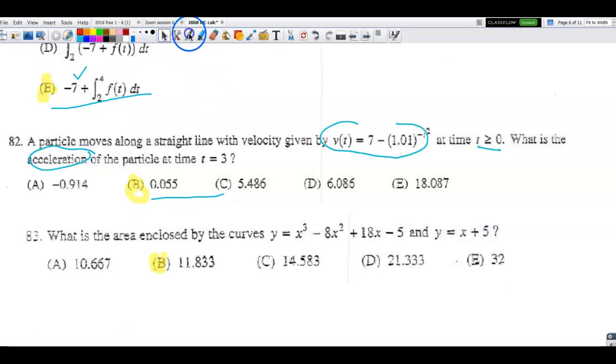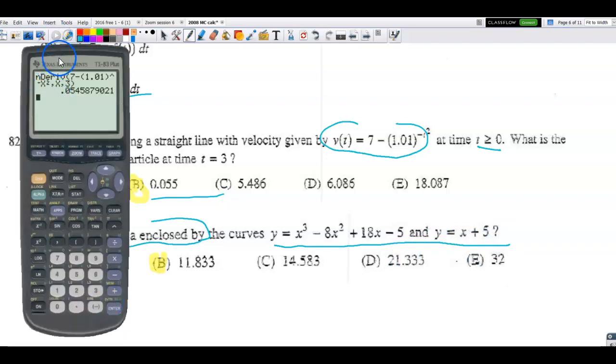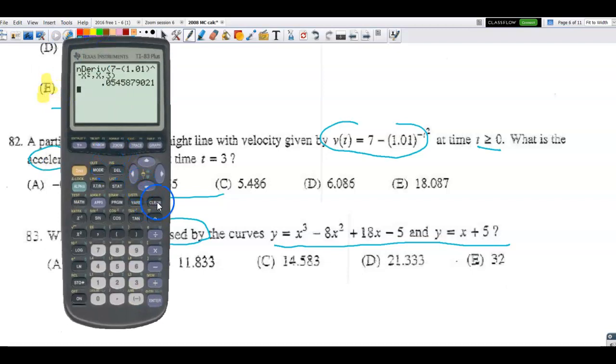Okay, moving on to number 83. In number 83, we want the area enclosed by these two curves. Now, area between two curves is not on the 2020 test, but we're still going to do this problem anyway because students in the future will hopefully need this once we get back to a normal, whatever the normal turns out to be. All right, enough philosophy.